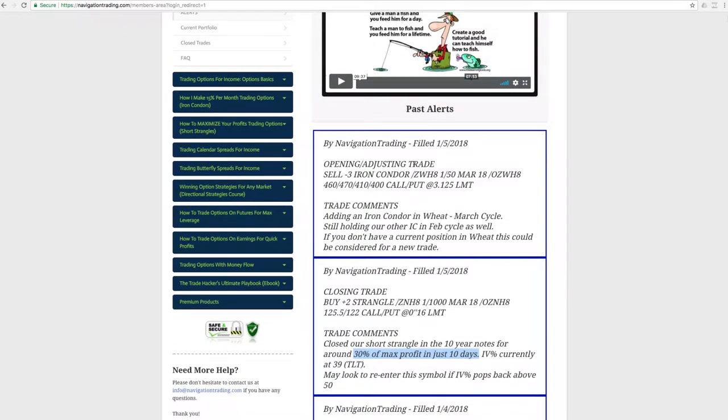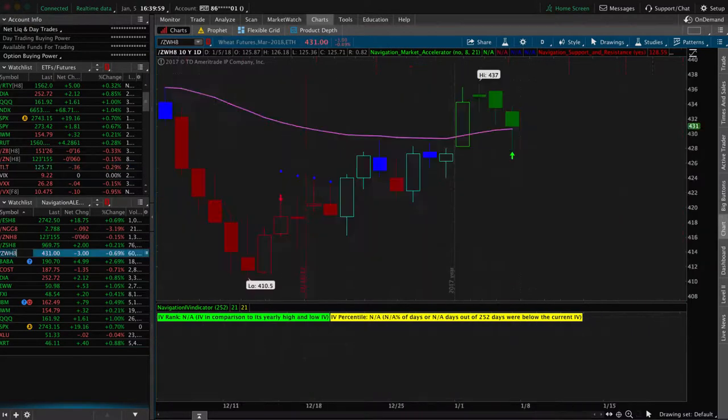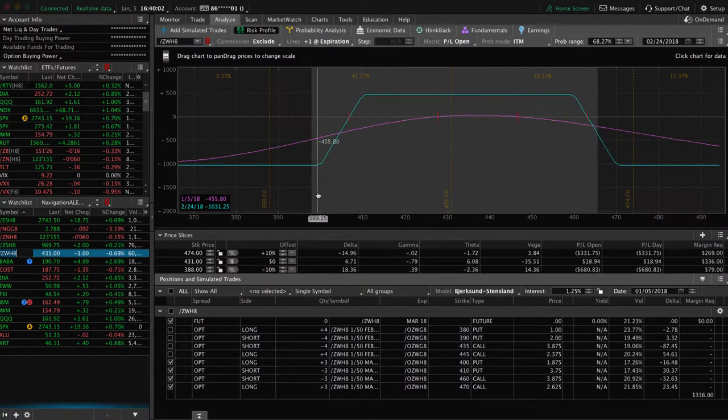And lastly, we had an opening adjusting trade in /ZW, which is the wheat futures. I already went over that, but this is where we added that additional iron condor in wheat. So now we've got the two iron condors. This is the one we just added today. So obviously still very centered, and we'll continue to monitor and manage that as needed.